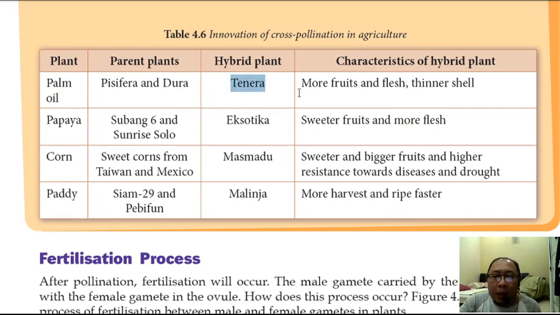So this Tenera will have very good characteristics. For example, more fruit and flesh and a thinner shell. The same thing happens to the other types of plant, which also have innovation through cross pollination. So I hope that you can remember all these things. The names of the hybrid plants: Exotica, Mas Madu, Malinja.